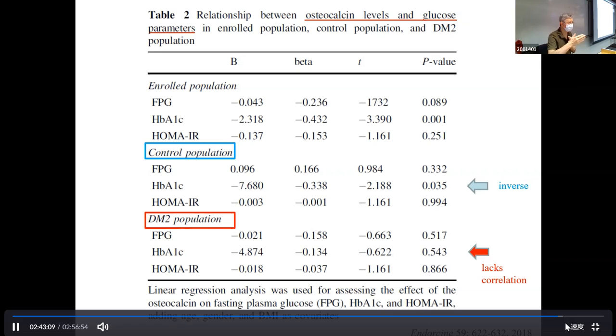A negative relationship means what? The higher the osteocalcin, the lower the HbA1c, right? Which of course is what you want. But this correlation doesn't exist in the diabetic population. Somehow there is no relationship. We don't know why. There is a lack of relationship.